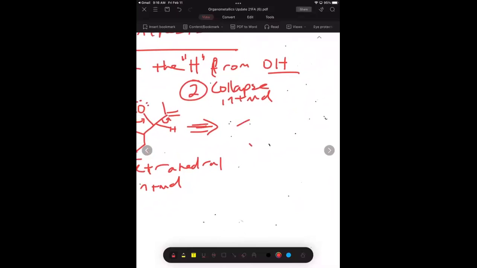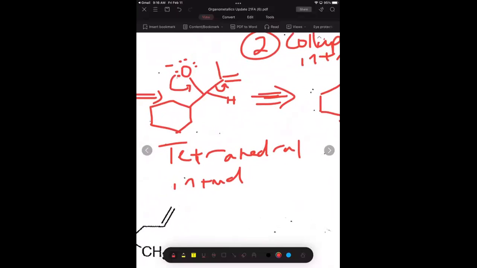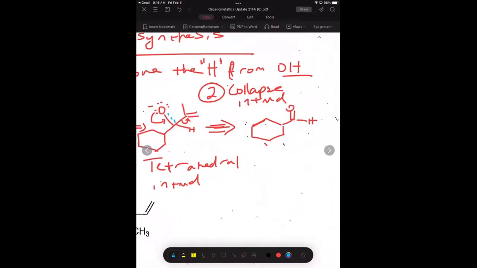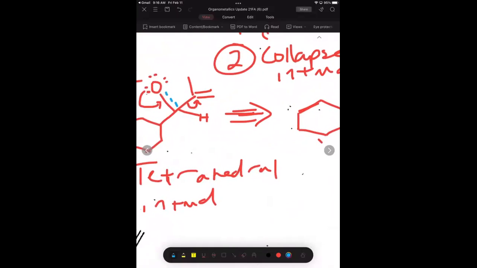Right, one of those is going to look like this, where I have my aldehyde. And you can see that right here, I'm going to be putting a pi bond here. Right, and I'm also going to be breaking this bond right here.